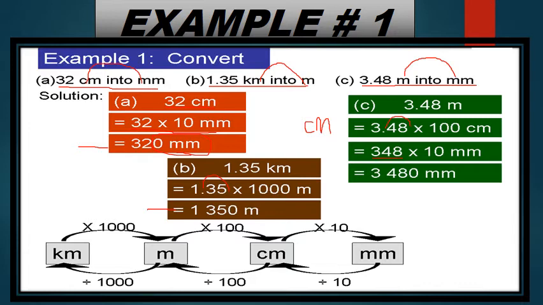Now after that, convert this centimeter to millimeter. This 348 centimeter to millimeter, what do we do? We multiply it by 10. Why do we multiply it by 10? Because 1 centimeter is equal to 10 millimeter. So multiply 348 by 10, we get the answer 3480 millimeter.